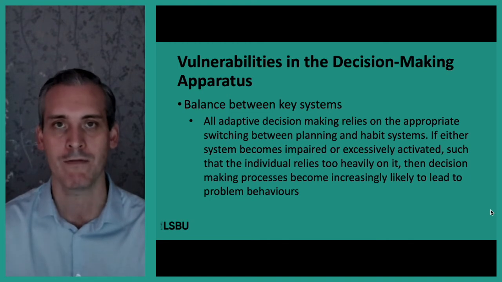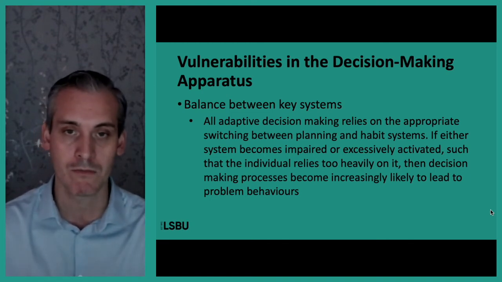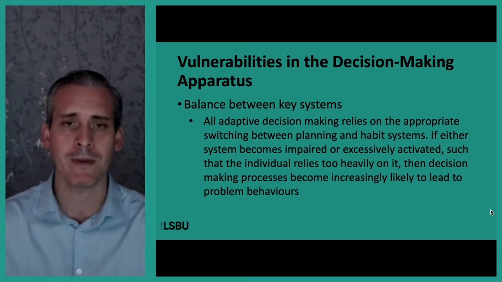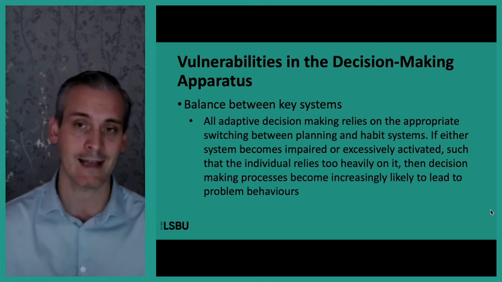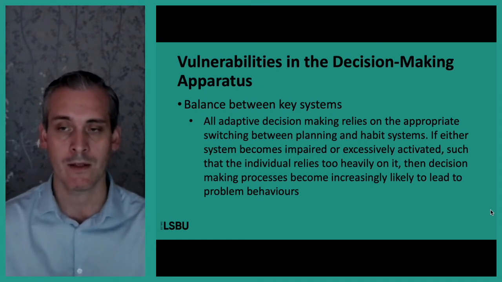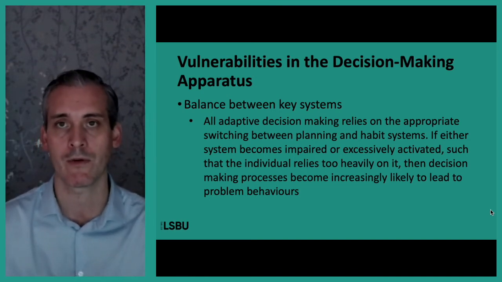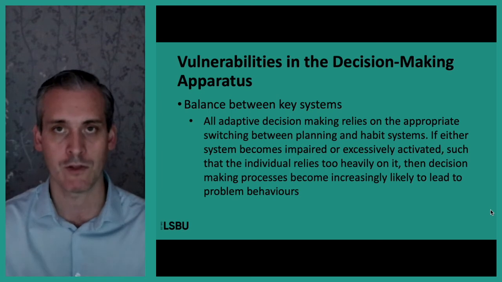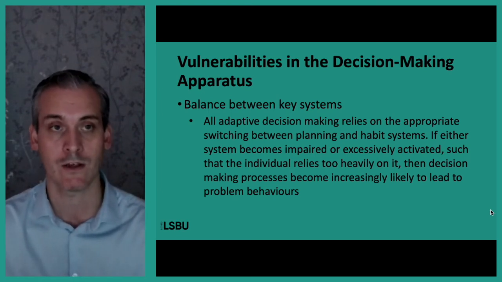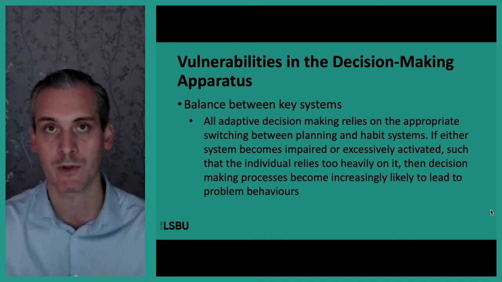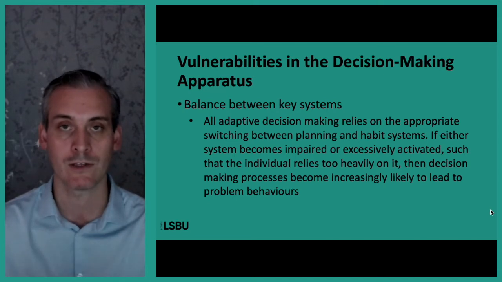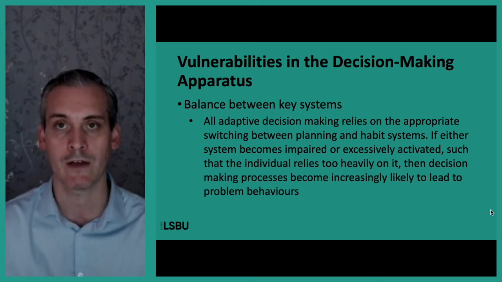You need to start thinking more effortfully and thinking about the consequences and the pros and cons and the whole decisional balance thing. But the problem is that if either of these systems becomes impaired or excessively activated, particularly in the case of the habit system, then people can rely too heavily on them, and our decision-making processes may not necessarily go in the direction that we want in the longer term. They won't serve our best interests. So having this balance between these key systems, or in the case of addictive behaviour, what Redish et al. would argue is an imbalance between these systems, can also help us to understand some of the problematic or seemingly counterintuitive behaviours that people can demonstrate over time.